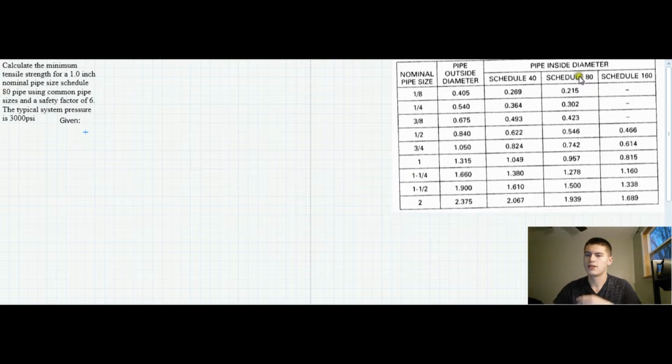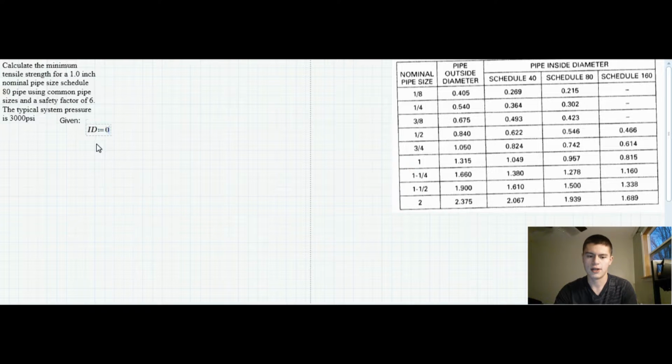So first, let's look at this chart over here. And we have the pipe inside diameter over here on the right. And then we have the nominal size in the schedule. So we're going to be using Schedule 80, so we'll be using this column. And the nominal pipe size is here, so we'll just find the intersection. And it looks like our ID is going to be 0.957.